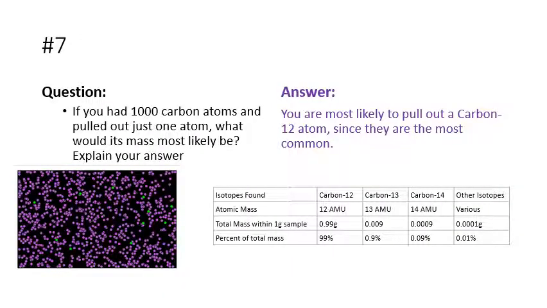So for number 7, if you have 1,000 carbon atoms and you pulled out just one, what would its mass most likely be? If I pull out one of these guys, it'd probably be one of the purple ones because those are most common. So I'm probably going to get carbon 12.